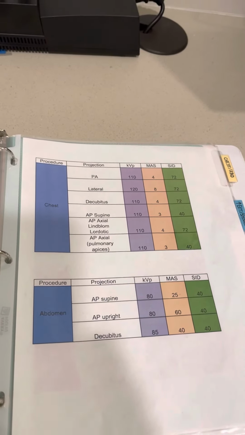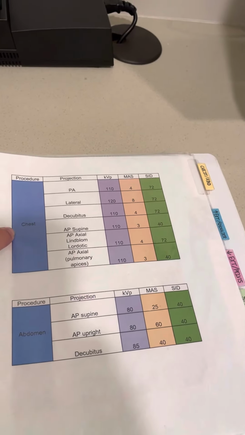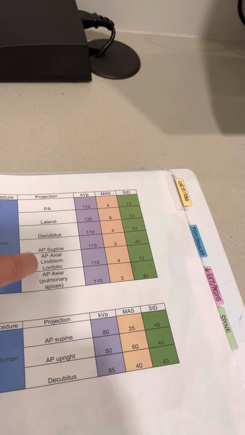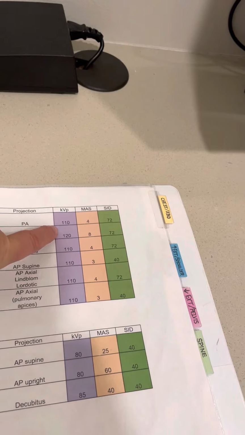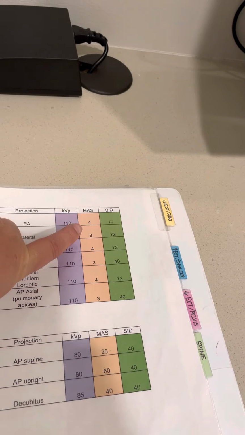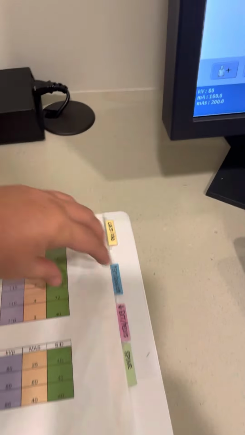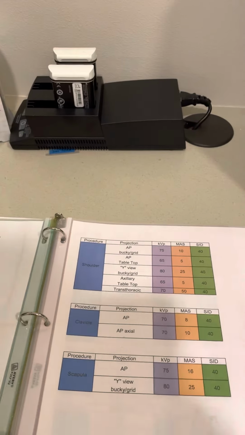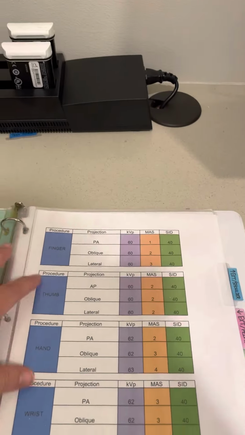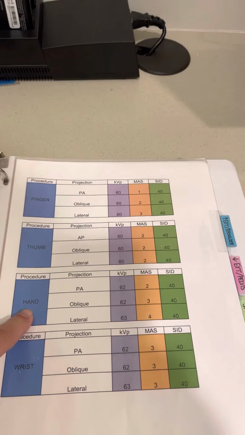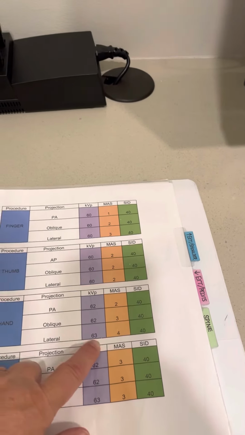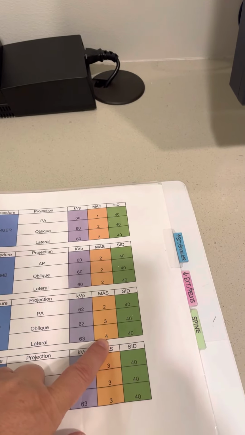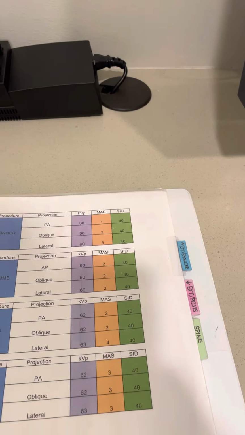We're starting in chest. So for our chest, we choose then the projection that we're going to do. So if we're going to do a PA chest, we need 110 kVp at 4 mAs. If we were going to do a hand, come over here to upper extremity, find hand, and then if we're doing a lateral hand, then we're going to use 63 kVp at 4 mAs at 40-inch SID.